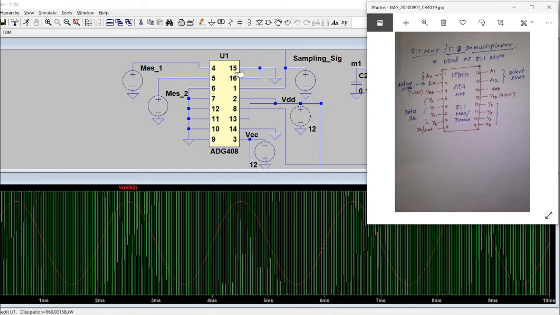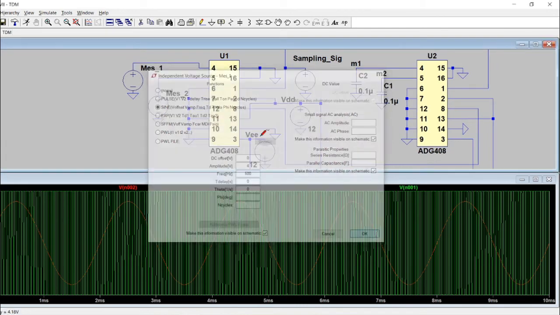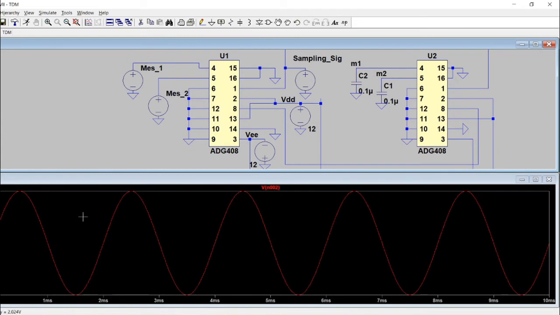Now let us look into the different parameters involved. First one, this voltage source is my message 1, and I have set it as a sine wave with DC offset 0, amplitude 4 and frequency 500 Hz. Okay, this is the sine wave which I have taken.